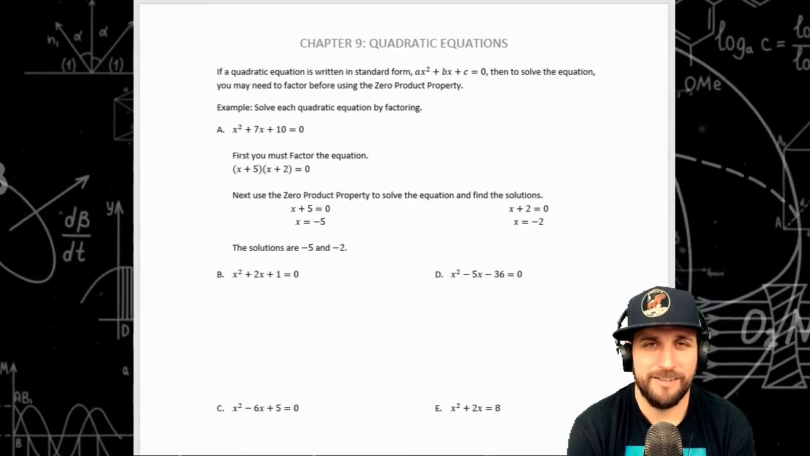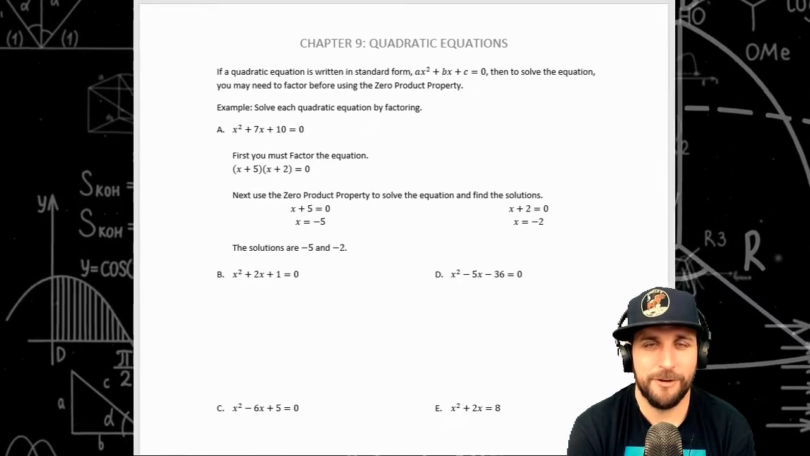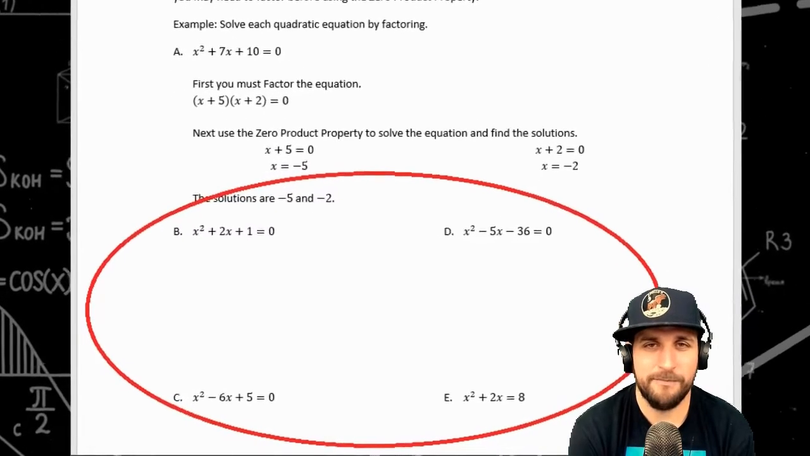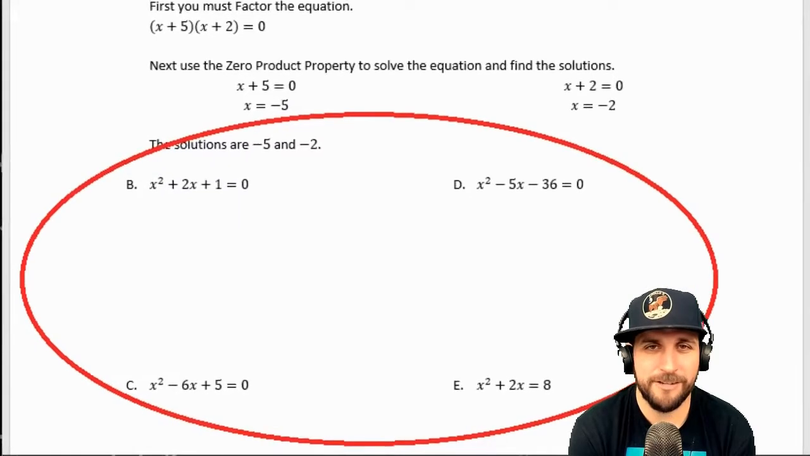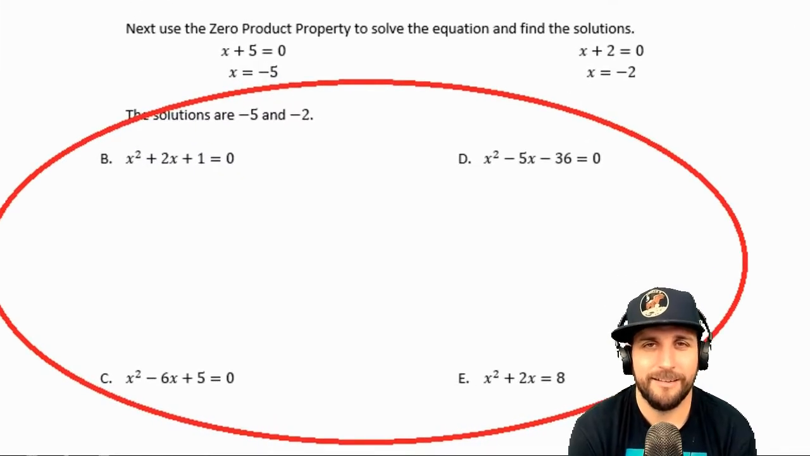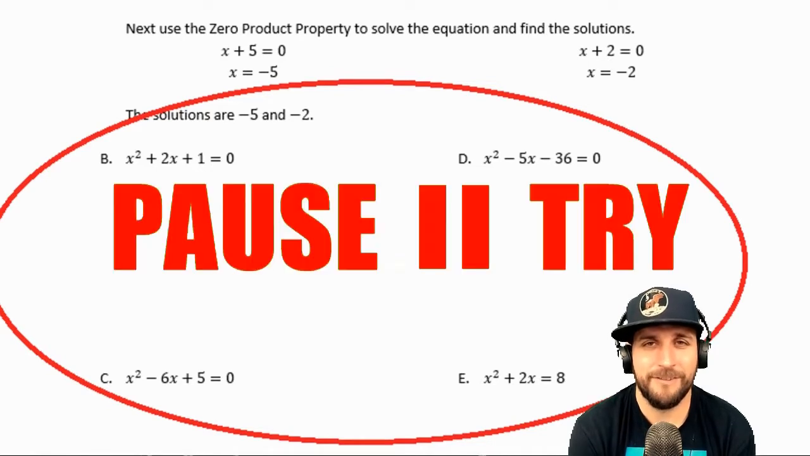So there's a bunch of examples on the bottom of our notes, 4 of them. We factor the problems, use the zero product property to find our solutions, and we're done. So why don't you take a moment, see if you can factor and solve those problems.